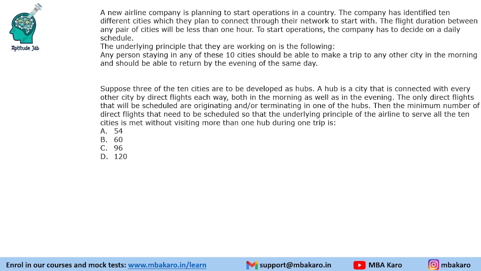Suppose 3 of the 10 cities are to be developed as hubs. A hub is a city that is connected with every other city by direct flights each way, both in the morning as well as in the evening. The only direct flights that will be scheduled are originating or terminating in one of the hubs.